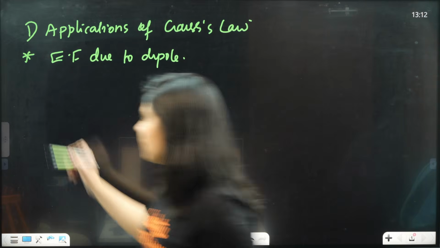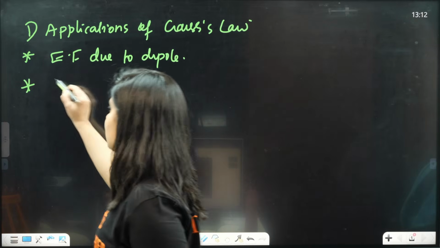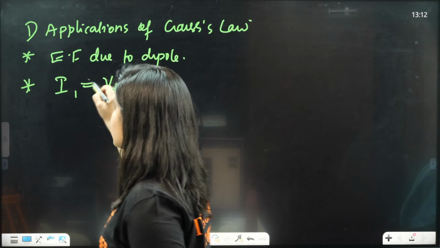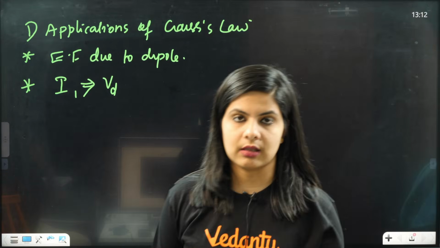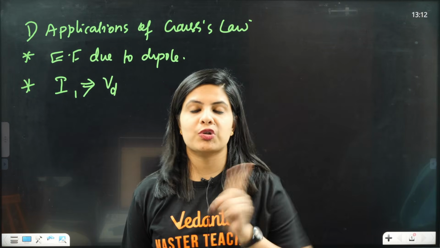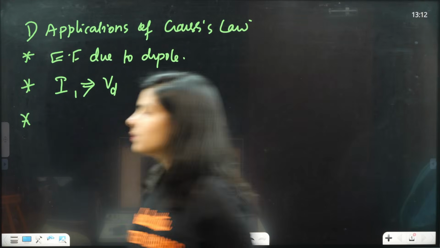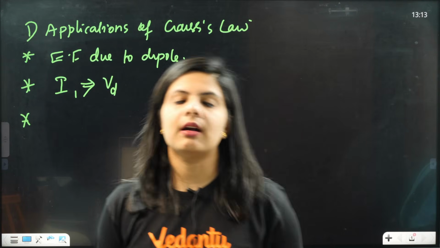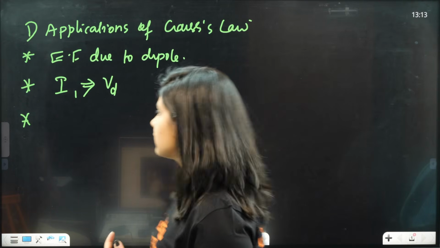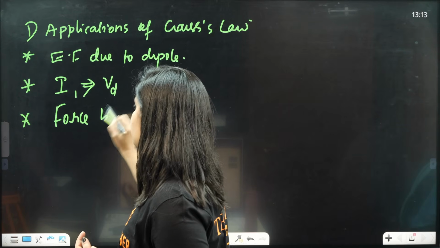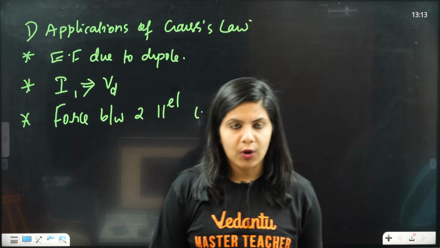Next, from the current electricity chapter, the relation between current and drift velocity, that derivation is also important. Also make sure whenever you are deriving a concept, you draw the diagram, because that is very important. And in the moving charges and magnetism chapter, the force between two parallel current carrying conductors is very important.